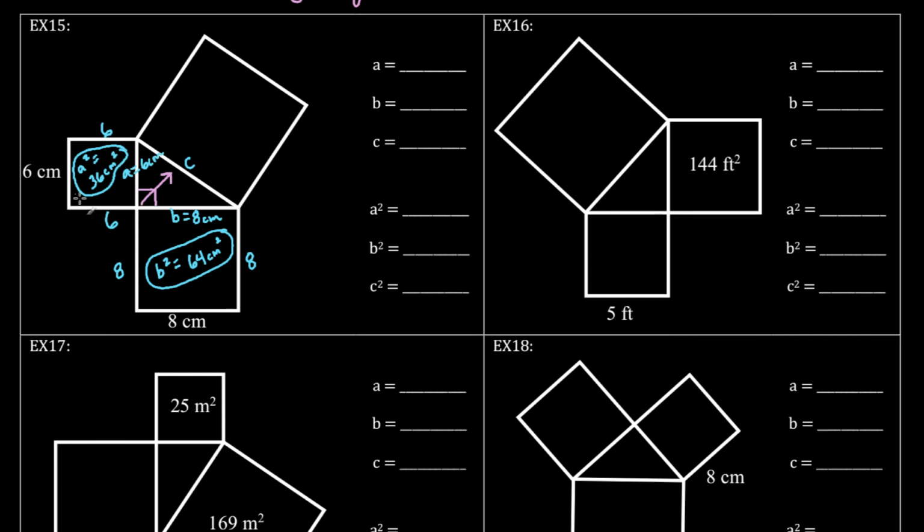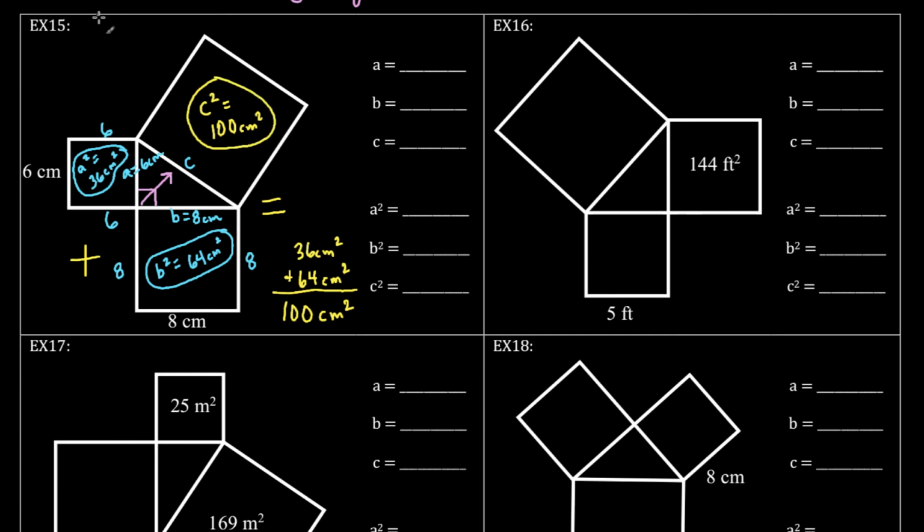Now we have this smaller area, and we have this area right here. So what I can do is add these two. So 36 centimeters squared plus 64 centimeters squared, if I add those two, I will get to this one right here. That will give me 100 square centimeters. So this is C squared. It will be 100 centimeters squared.